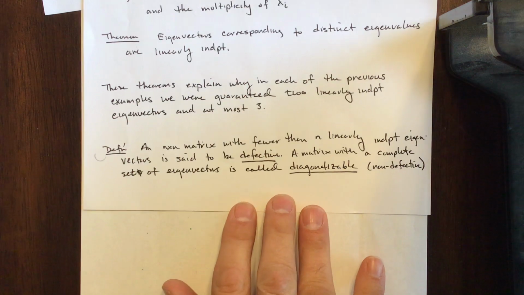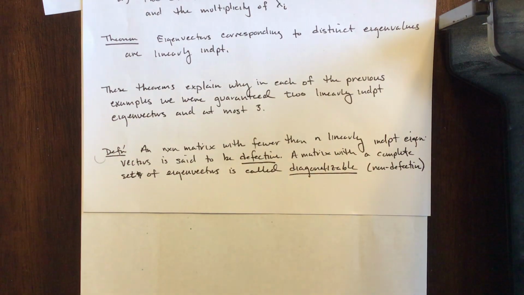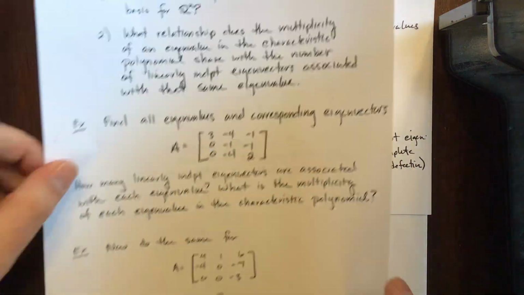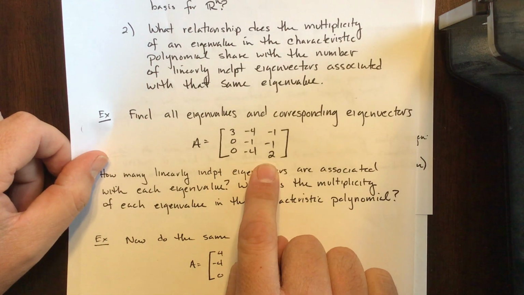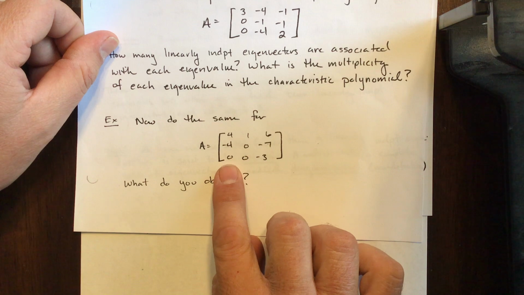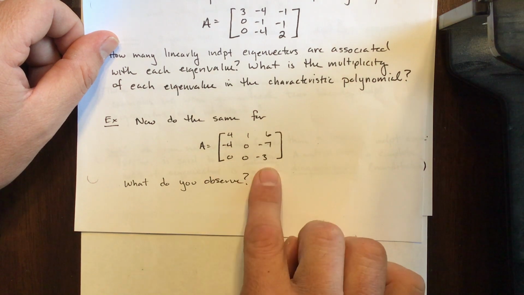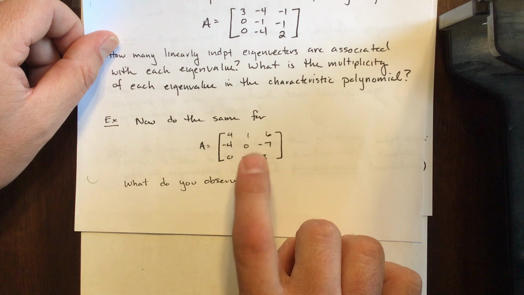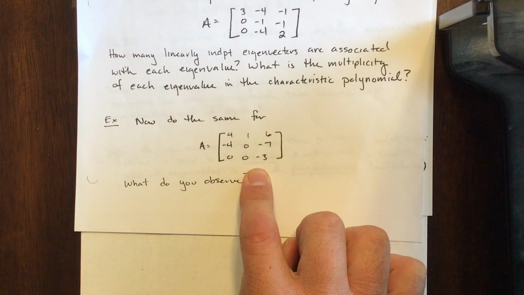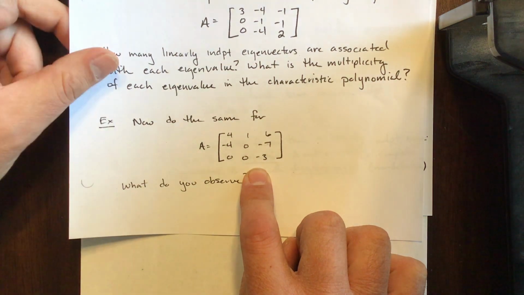So this is a very important definition coming forward. An n by n matrix with fewer than n linearly independent eigenvectors is said to be defective. So in the first example that we looked at, we had a complete set. We had 3 eigenvectors associated with all the eigenvalues that we found. In this case, we had 2 linearly independent eigenvectors associated with the eigenvalues that we had. This matrix is defective. We'd call it defective because it didn't have a complete set of eigenvectors.